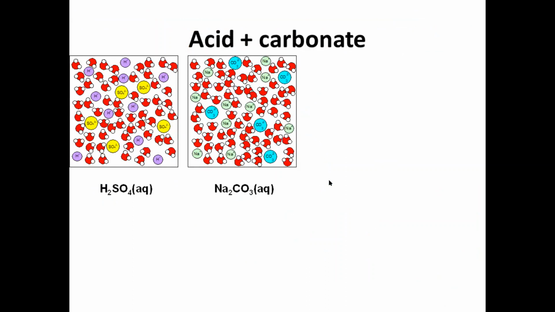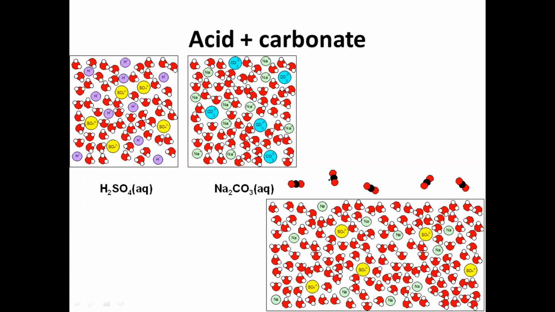Acid and carbonate. So do you remember what forms? Yeah. So you can see you've got spectator ions, sodium and SO4 2 minus. And what's your product? You've got carbon dioxide, water, and that's it. So this would be your overall equation.